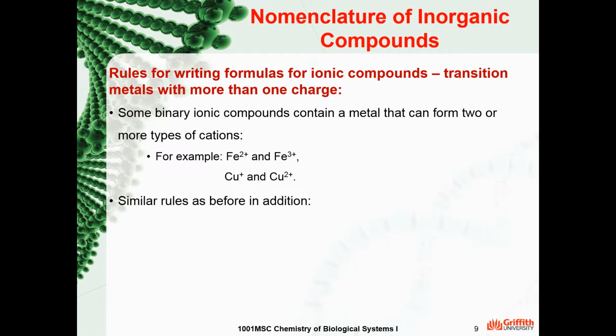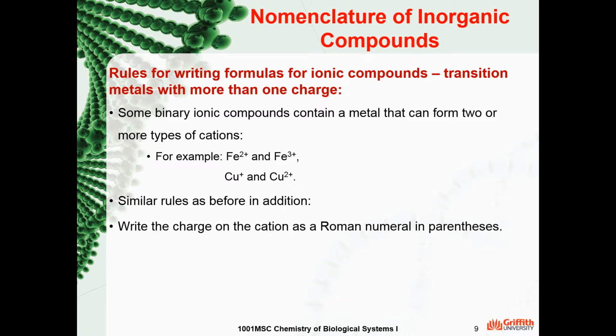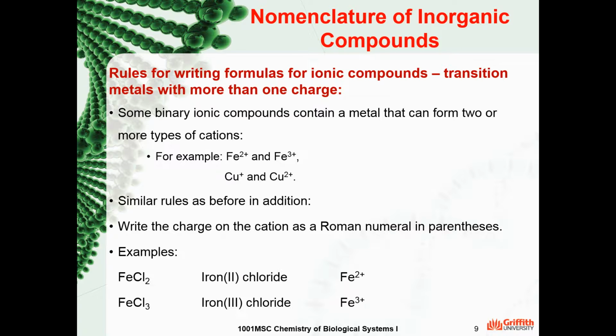The process of naming these compounds is similar as before. However, we also need to show the charge of the transition metal in the name of the compound by using Roman numerals. For example, FeCl2. Because iron can take either positive 2 charge or positive 3 charge, we need to indicate the charge for the ion when naming this compound.